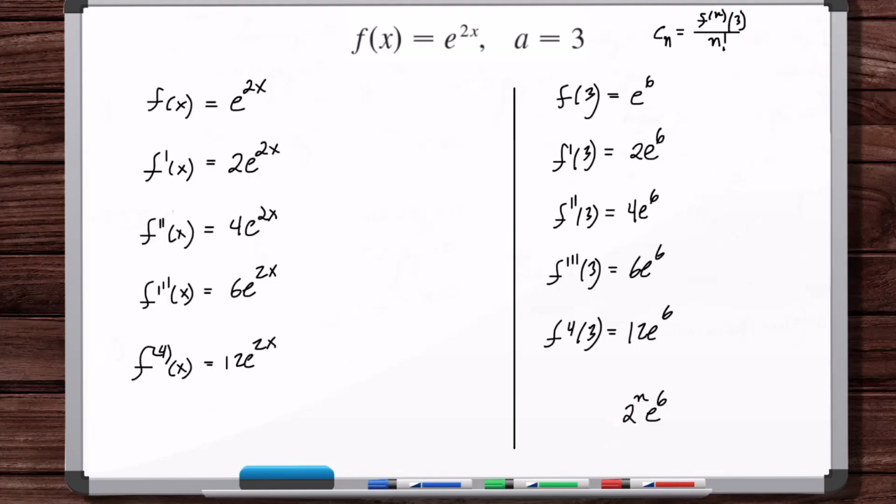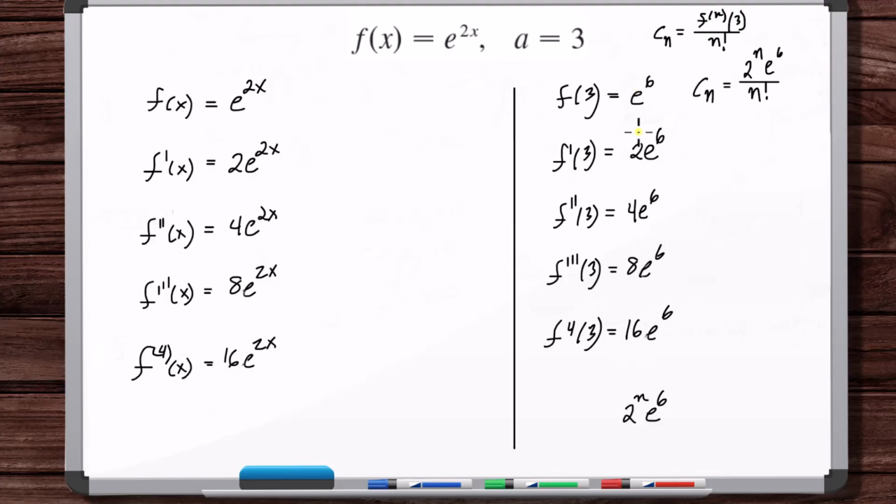Oh, wait. Yeah, and this was not right here. This should have been an 8. So this would be 16. So yeah, there we go: 2 to the n times e to the 6th. We just substitute this in here, and we get c sub n, and there's the c sub n.